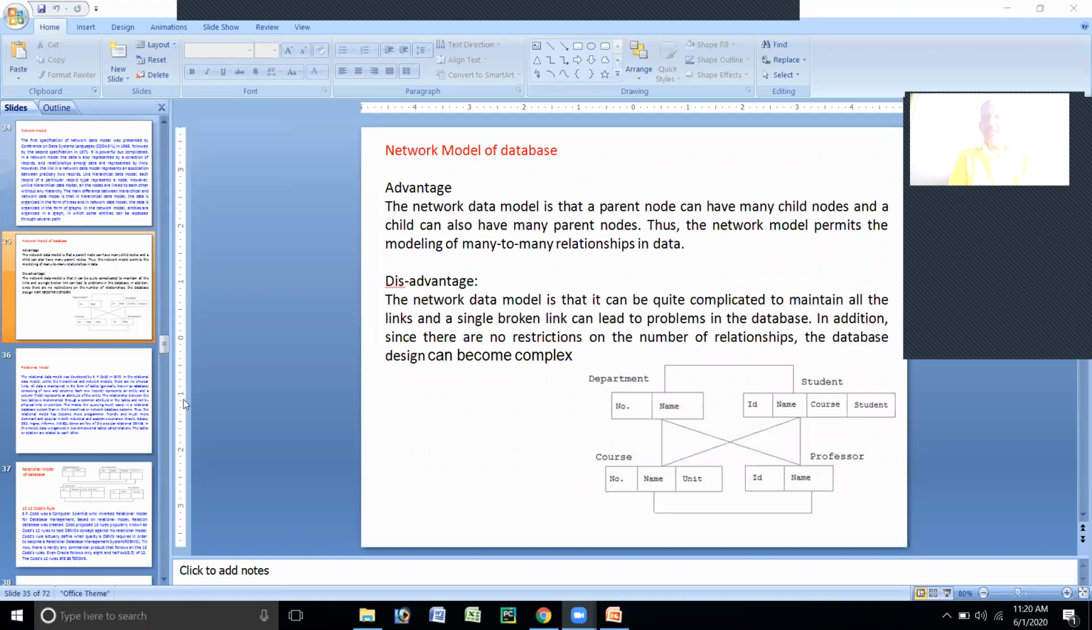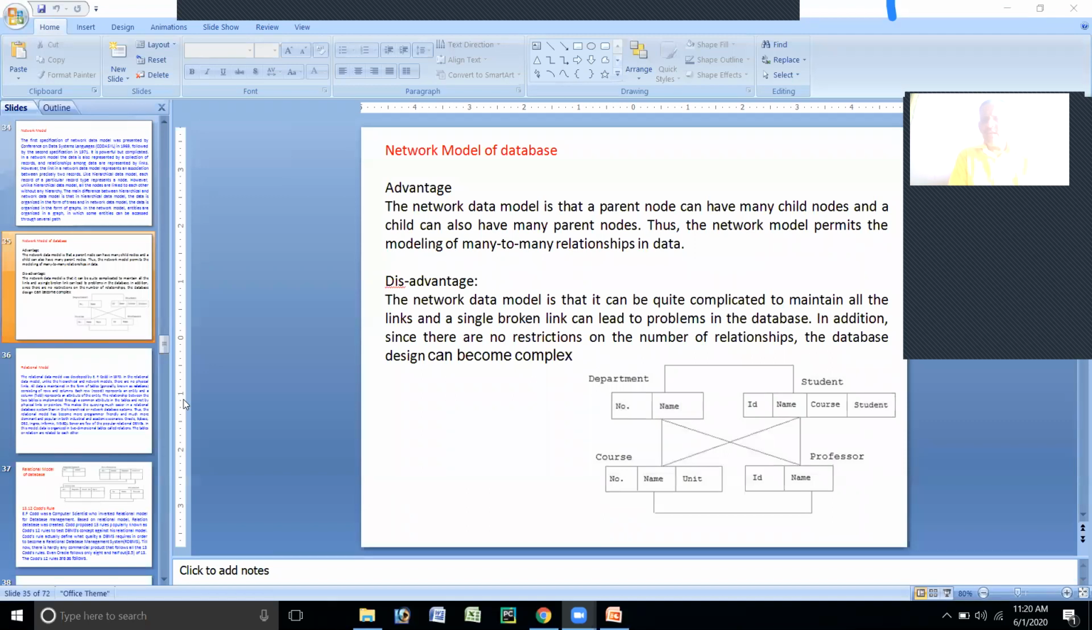Maintaining the link is the big problem in the network database model. If something goes wrong with one link, that creates a problem in the database. In addition, since there are no restrictions on the number of relationships, the database design can become complex. You got the disadvantage here? Link is the main disadvantage, because we have n number of links and many-to-many relationships. That's why if something goes wrong with one link, it destroys the database.